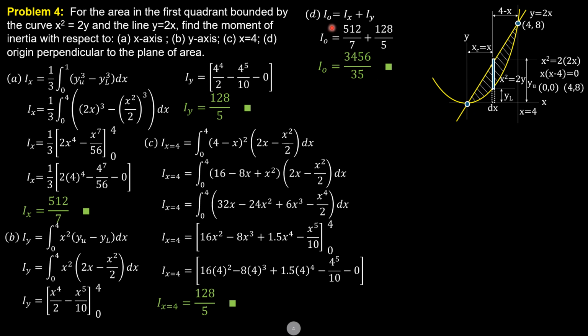So that's it. But because we can transform these equations into polar form, and we have moment of inertia of areas in polar regions, polar areas, then I will also set the formula, general formula for moment of inertia with respect to the origin for polar curves. Then we'll use that and confirm that the answer is still the same, 3456 over 35.